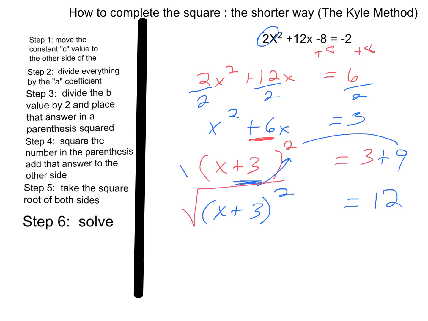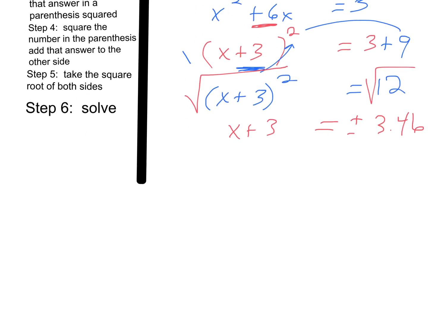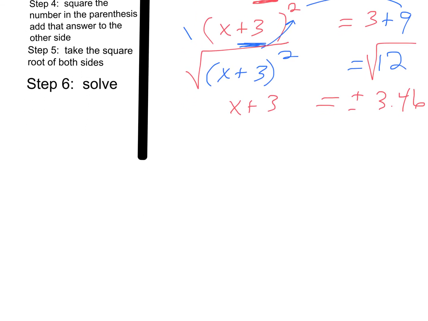Now we square root. X plus 3 equals plus or minus. And now we take the square root of 12 to two decimal places. You get 3.46. And I'm going to have to scooch this a little bit. And now let's solve this. We're going to minus the 3. X equals negative 3 plus or minus 3.46.